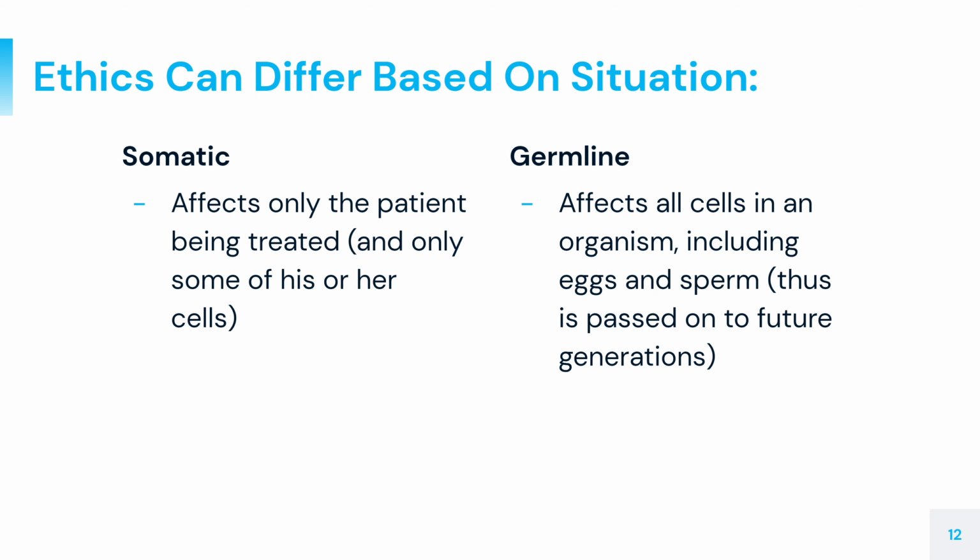So ethics can also differ based on the situation. Somatic engineering versus germline engineering is one example. In somatic, it affects only the patient being treated and only some of his or her cells. And then germline affects all cells in an organism, including the eggs and sperm, and thus is passed on to future generations.